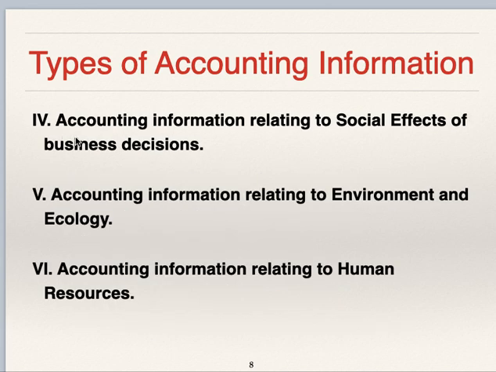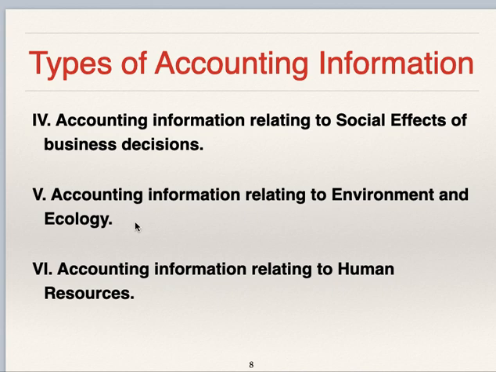Next information is accounting information relating to social effect of business decisions. There are certain business decisions like setting up of unit in backward area, local purchase of raw material, employment of local workers. What are their effects? That is accounting information relating to social effect of business decisions.